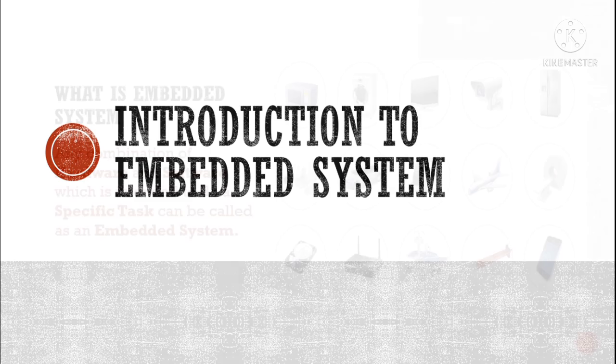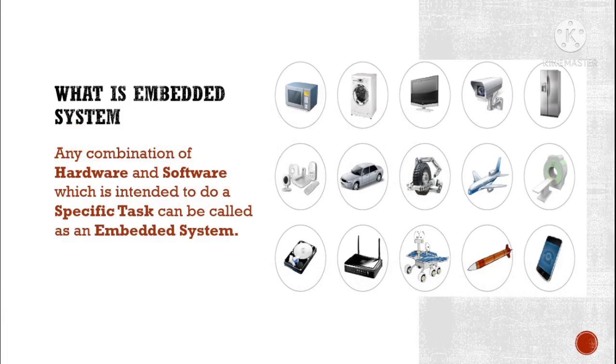Introduction to embedded system. What is an embedded system? Any combination of hardware and software which is intended to do a specific task can be called an embedded system. For example, microwave oven, washing machine, television, CCTV camera, refrigerator, car, automatic, aeroplane, ECG, DVD drive, etc.